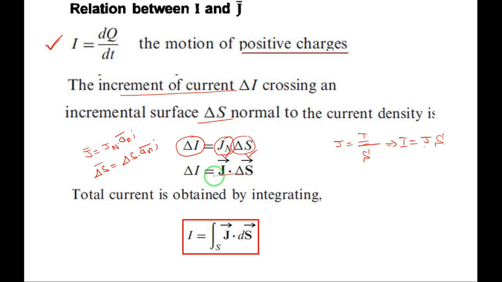Then what is the angle between them? Both are in the direction of the unit normal vector, so cos 0 is 1. If I take Jn delta S into cos 0, which is 1, I get back Jn into delta S. So we are expressing it in the form of a dot product of two vectors.